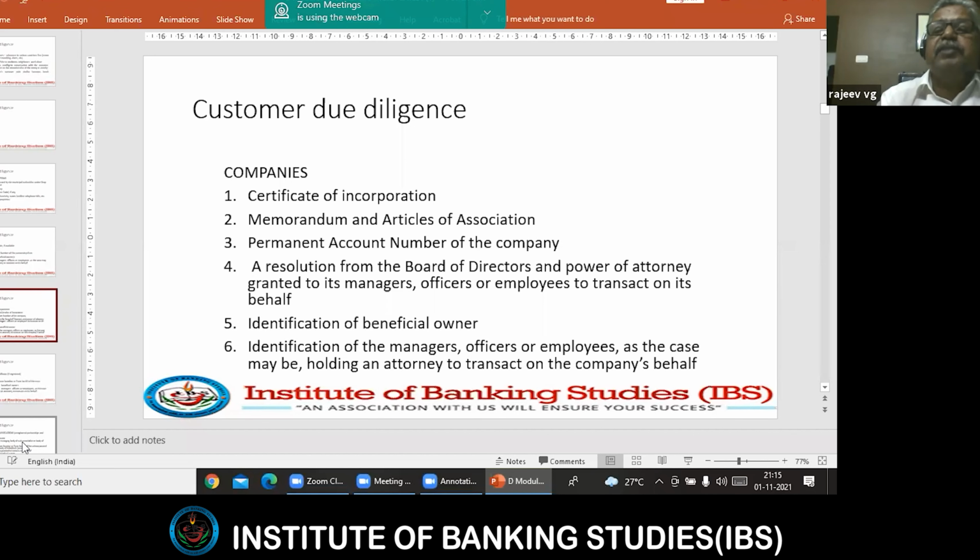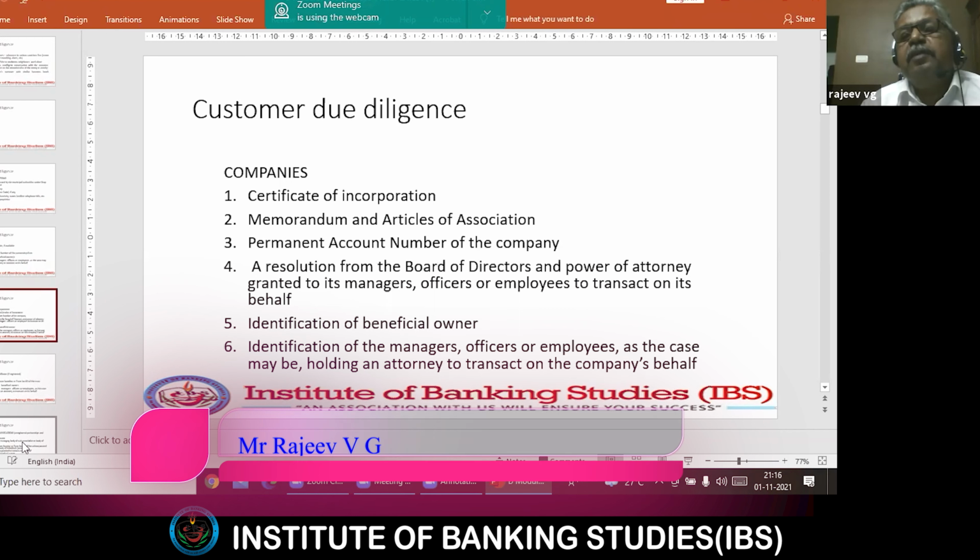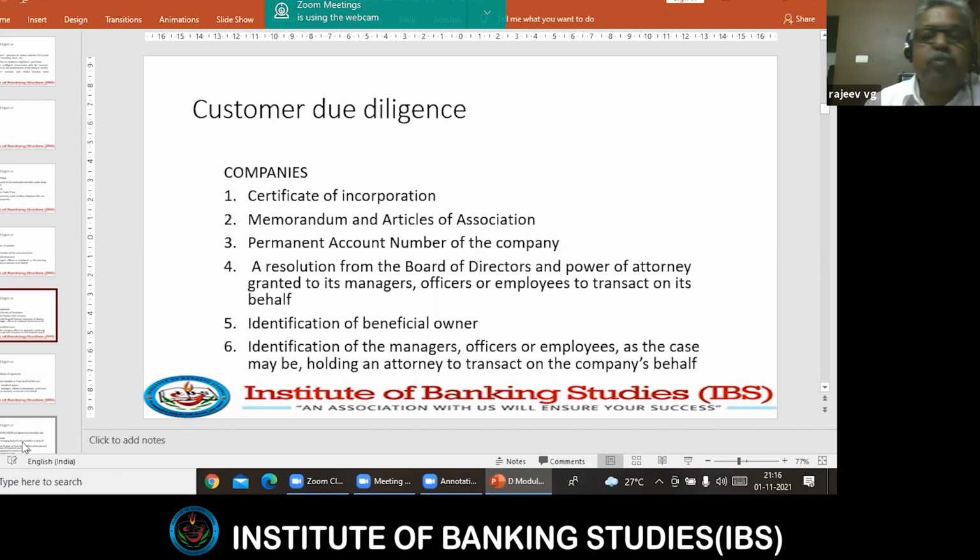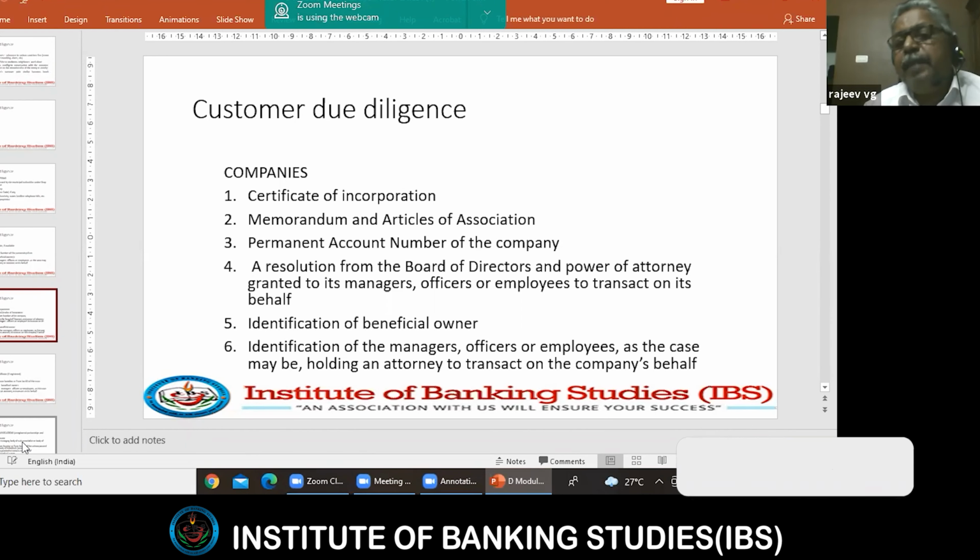So, memorandum and articles of association also need to be seen by the bank. Then, permanent account number of the company. In addition to this, a resolution from the board of directors and power of attorney granted to its managers. A resolution adopted by the board of directors specifies the bank where the account has to be opened and gives the names of the persons who are authorized to operate the account. If a power of attorney is given in favor of any of the employees or officers, that also has to be given to the bank. Whatever documents the company gives to the bank have to be attested by a director or by the company secretary of the company.